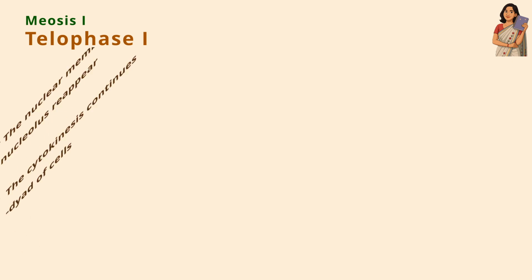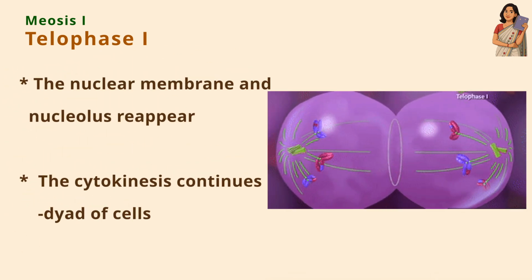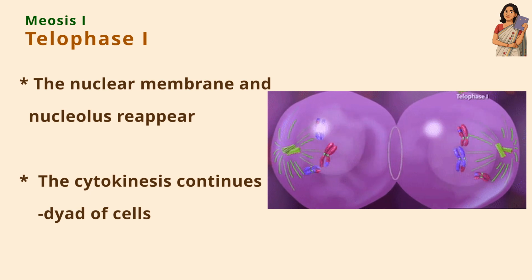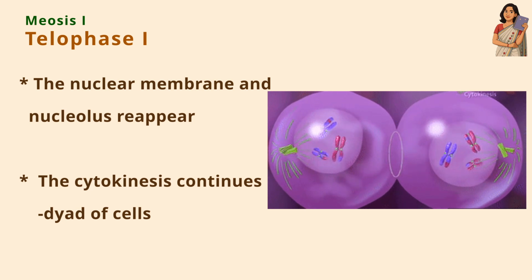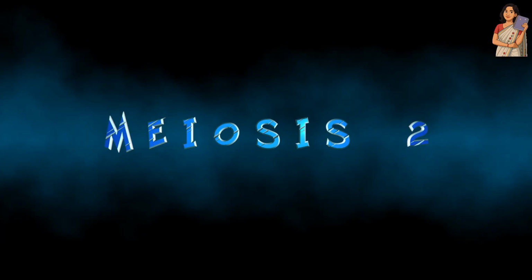The last stage of Meiosis I is TELOPHASE 1. In this phase, the nuclear membrane and also the nucleolus will reappear. Parallelly, cytokinesis will continue, which results in a dyad of cells. Here completes Meiosis I. Then the next phase is Meiosis II.